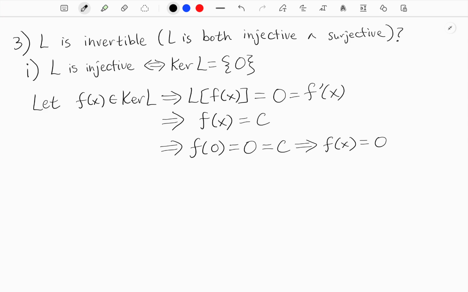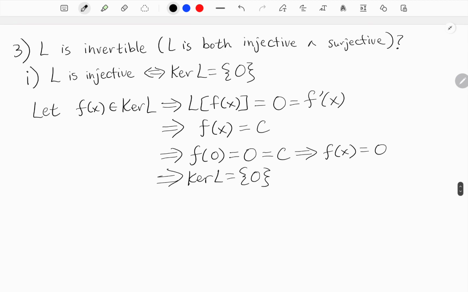If there are other elements besides 0 in the kernel of L, then L is not injective. But here we show that if f of x is in the kernel of L, then f of x has to just be 0. Just the 0 polynomial, okay? So we get that the kernel of L is just equal to the set of this one element, 0, which implies L is indeed injective.